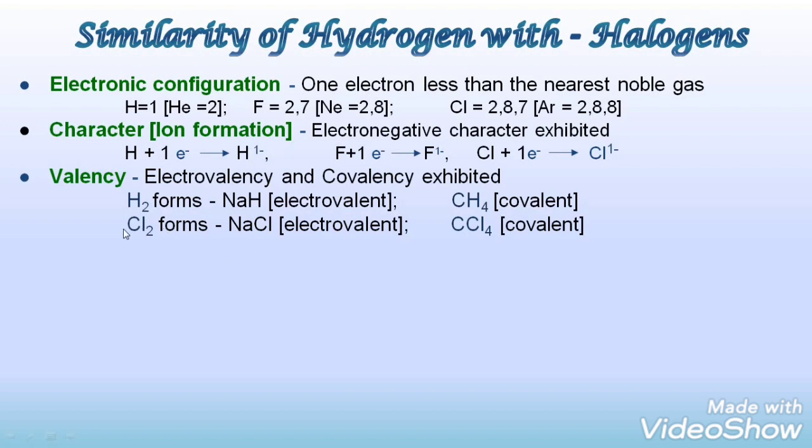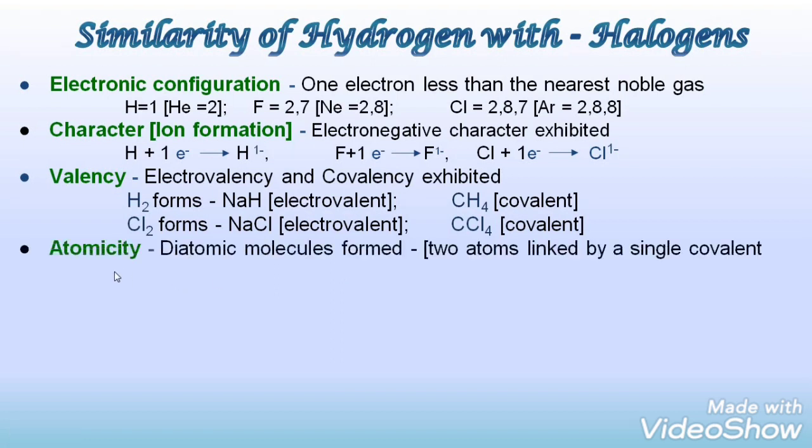Even halogens, we'll take the example of chlorine. It also forms electrovalent and covalent compounds. It forms electrovalent compounds when it reacts with metals, and it forms covalent compounds when it reacts with other nonmetals. Here we have chlorine reacting with the metal sodium and forming the compound sodium chloride, which is electrovalent. Chlorine reacting with the nonmetal carbon forms carbon tetrachloride, which is covalent in nature.